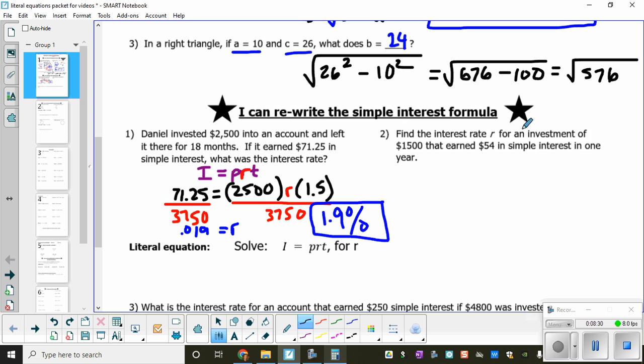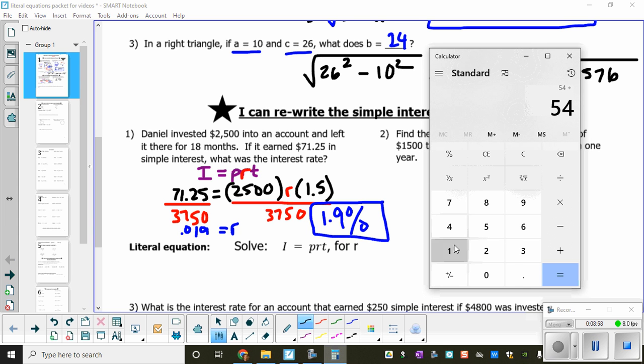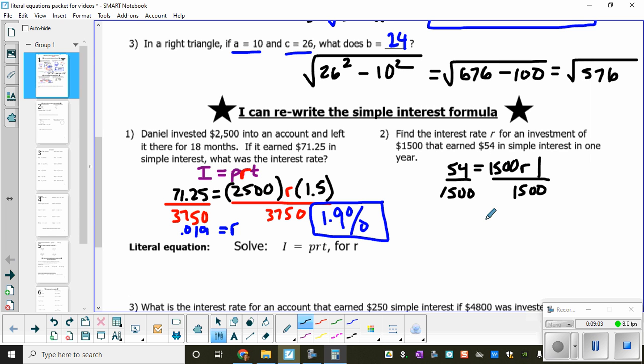We're going to find the interest rate for an investment of 1,500. So this time, 1,500 is the principal. We do not know R. And it was in there for 1 year, so this is just a times 1. It earned 54 in interest. So what we're going to do is we're going to divide both sides by 1,500 times 1, which in this case is just a 1,500. So really we just need the calculator to do the 54 divided by 1,500. So this part is hopefully not new. 54 divided by the 1,500. And when I move that decimal over twice, I'm going to get a 3.6%. So 3.6% for this one.